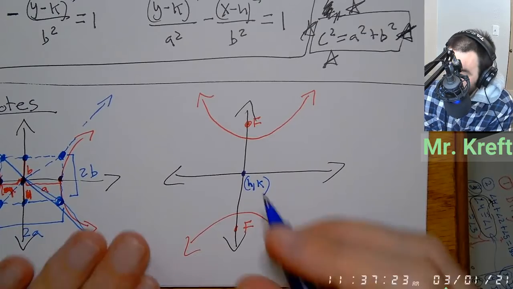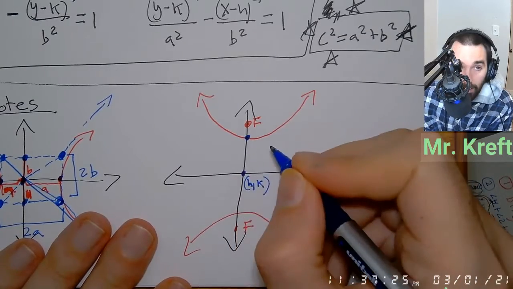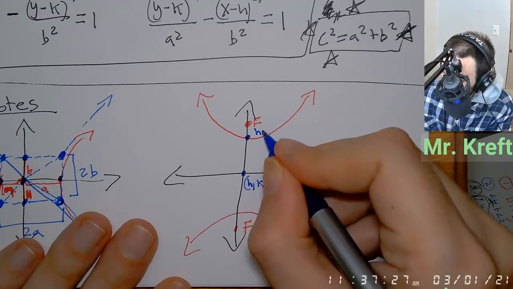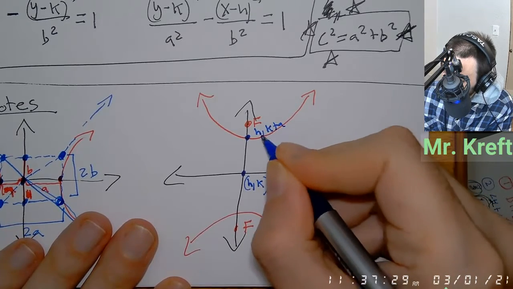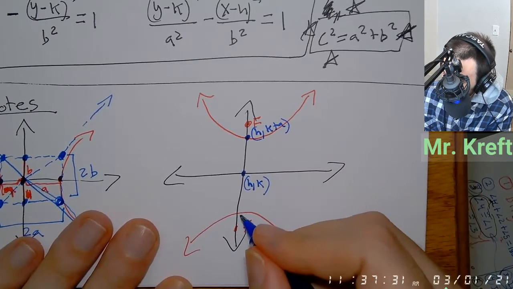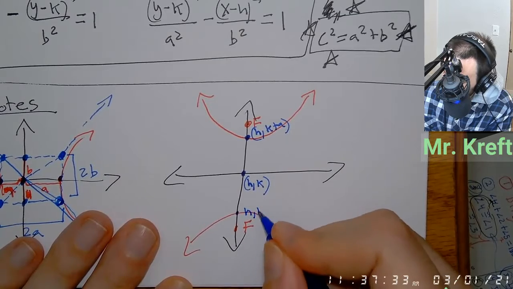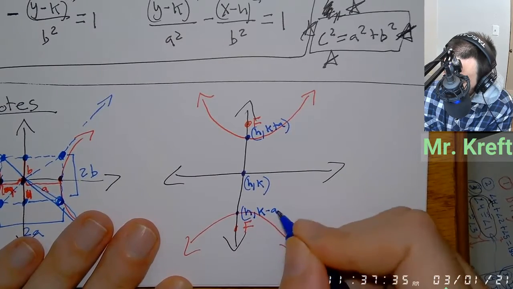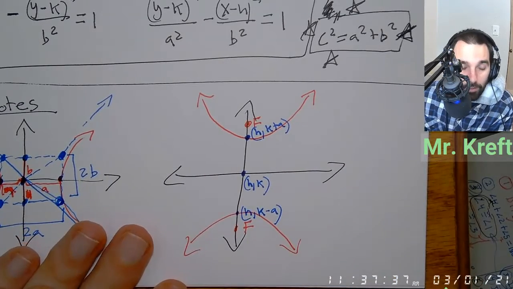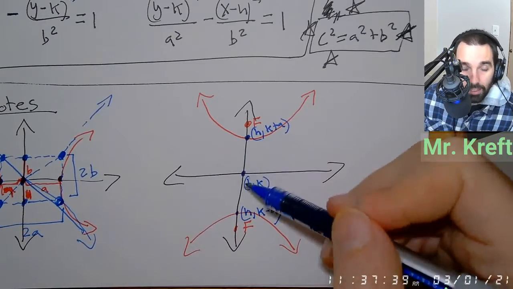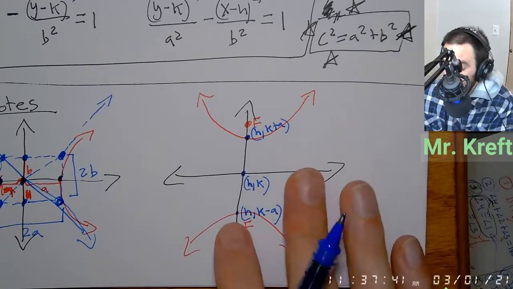Right, our center is at (h, k), which means this point up here would be (h, k plus a). And this point down here would be (h, k minus a). You guys doing okay with that so far? So again, to go up and down, I did k minus a.